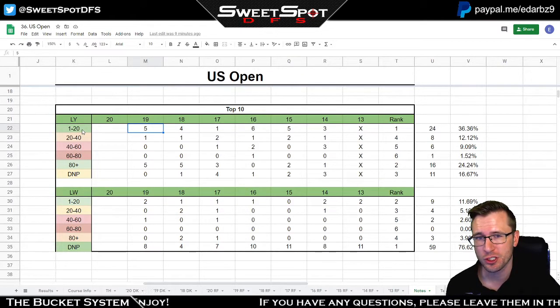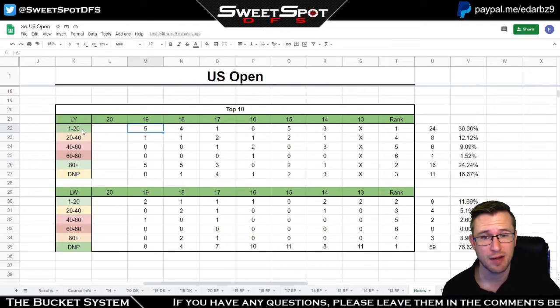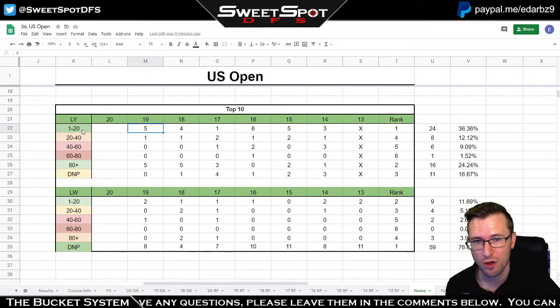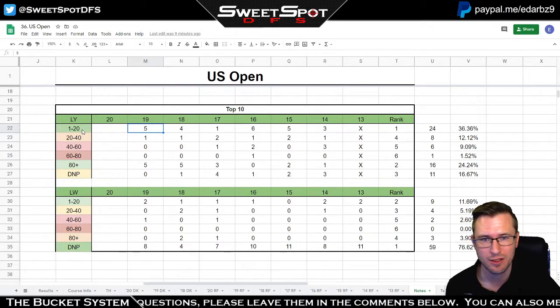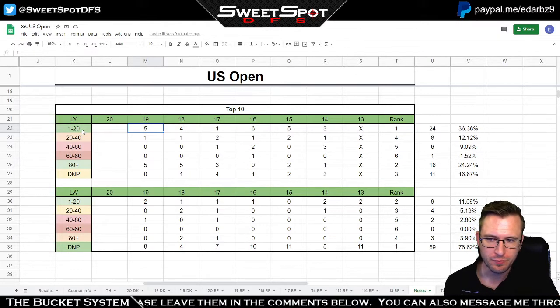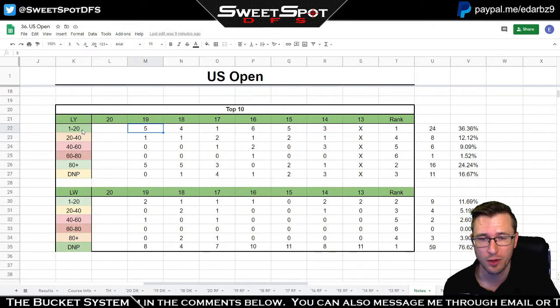When I first started doing this, the cut was top 70 and ties. And if the cut ever had more than 78 golfers inside the cut, let me explain that really quickly. A cut happens every Friday at an event. That's after their second round.